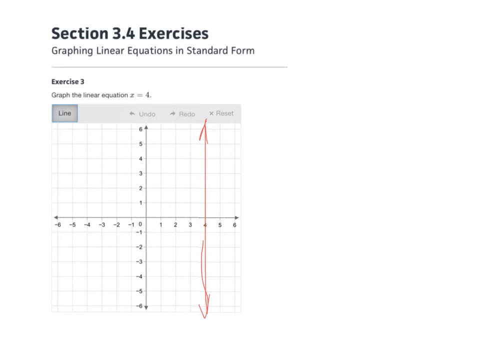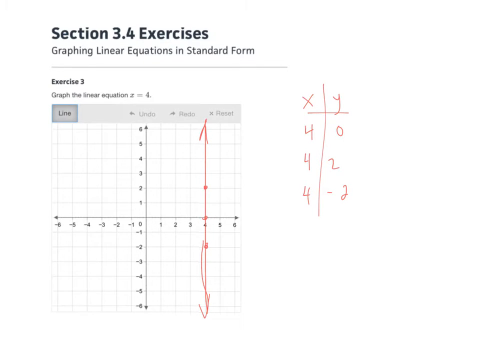The other way to think about this is if you do an XY chart. Your X's are all 4, and then your Y's you can put in whatever you want. So 4, 0, 4, positive 2, 4, negative 2.